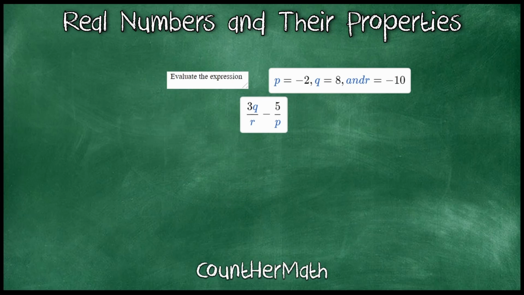Our next question is still asking us to evaluate an expression, but under these conditions, we have that p is equal to -2, q is equal to 8, and r is equal to -10, and we need to evaluate this for 3q all over r minus 5 all over p. Our very first step should be to enter in these values into our expression so that we can calculate it.